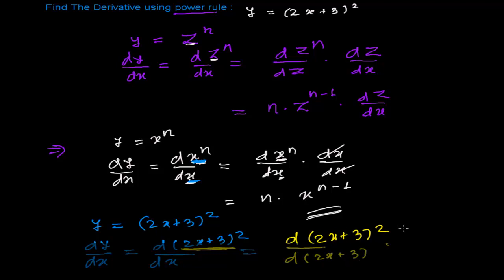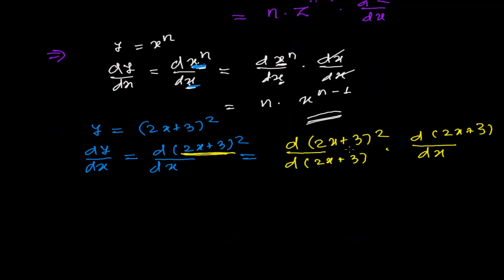But after that you can find out the derivative of this base only, right? Next time we'll be finding out the derivative of the base. That is, our base is 2x plus 3, and then the whole thing divided by dx. Now see, first differentiate the function with respect to the base, and then finally find out the derivative of the base with respect to x.